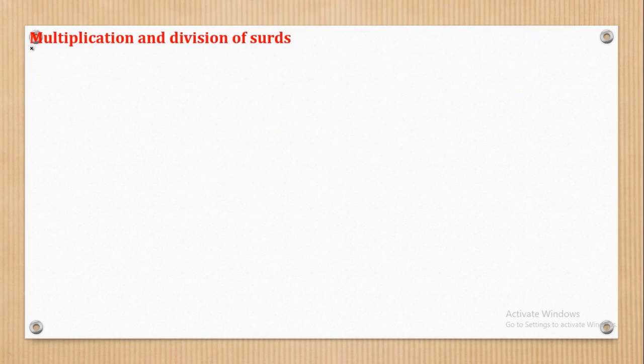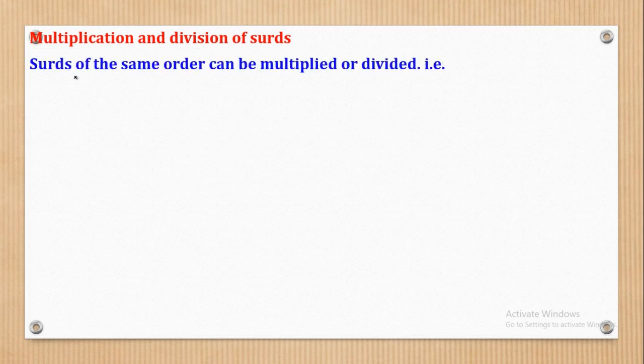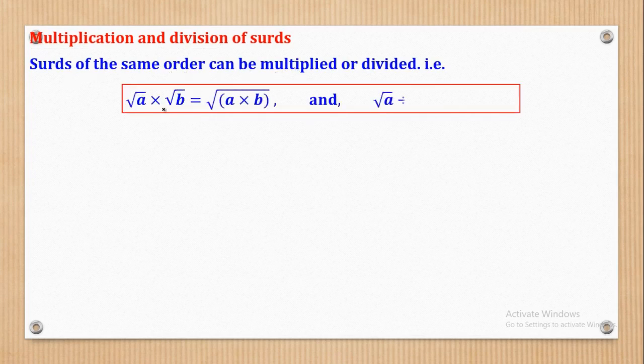After knowing that, let's go now to the arithmetic, multiplication and division of surds. Surds of the same order can be multiplied or divided. For example, if I multiply square root of a times square root of b, both these can go inside one square root, becoming square root of a times b. Similarly, square root of a divided by square root of b means that these two can go into one square root, which is square root of a divided by b.